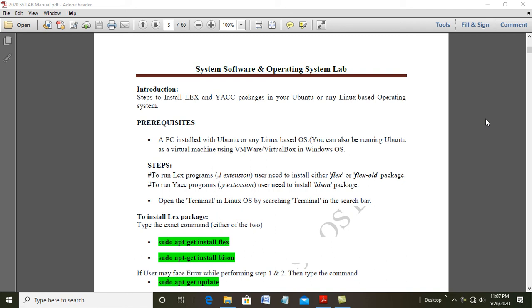So good morning, one and all, and again we are continuing with the lab session, part two, on how the process of system software and operating system labs is going to be implemented. Now we look at the introduction: what are the packages and software required to compile and execute your system software and operating system programs? Before starting any programming language or practical session, the most important concept is the prerequisite.